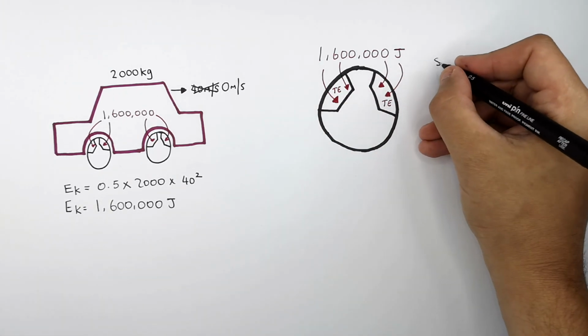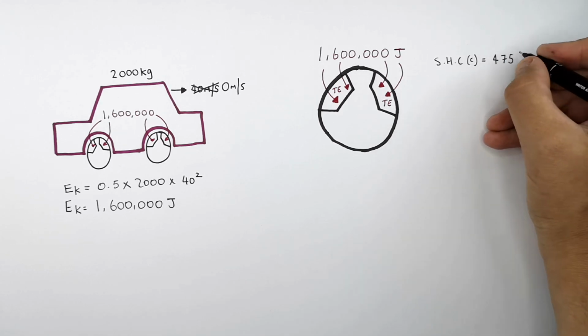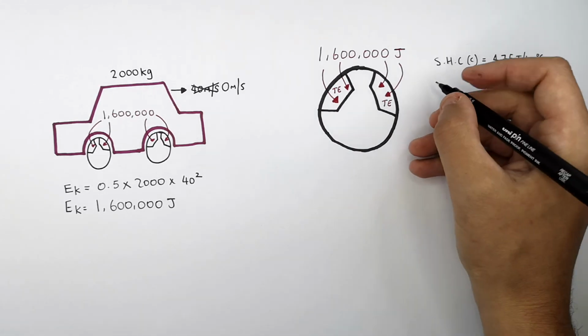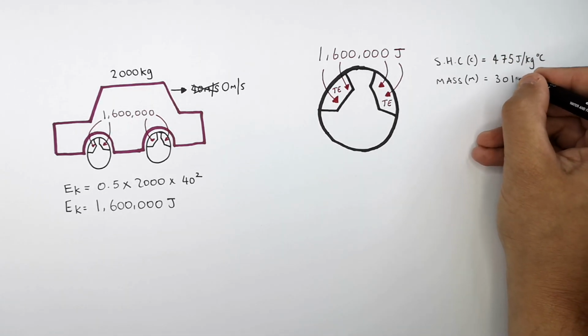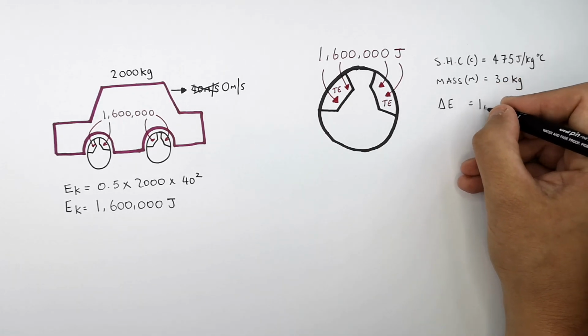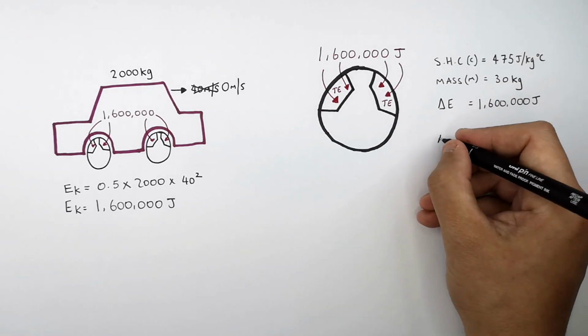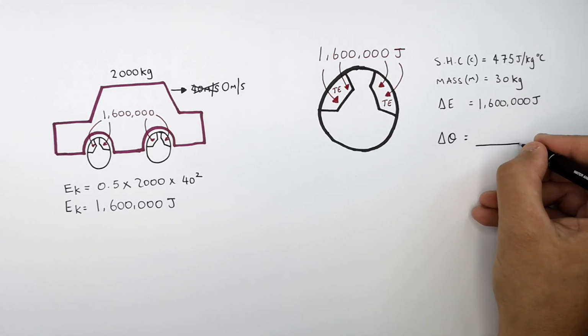The specific heat capacity of these brakes is 475 joules per kilogram per degree Celsius. The mass of the brakes is 30 kilograms. The energy transferred into the combined mass of the brakes is 1,600,000 joules of energy. So what's the temperature change going to be of the brakes?